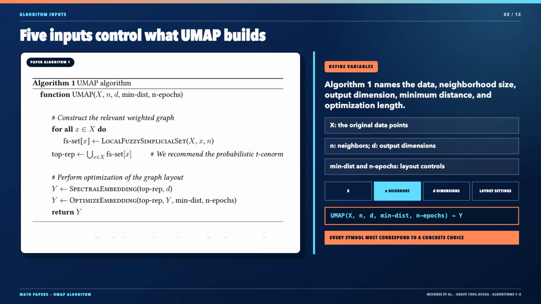Algorithm 1 names 5 inputs. X is the original set of data points. N is the number of neighbors used to describe each local area. D is the desired output dimension, usually 2. Minimum distance and the number of epochs control the final layout and how much optimization work is performed.